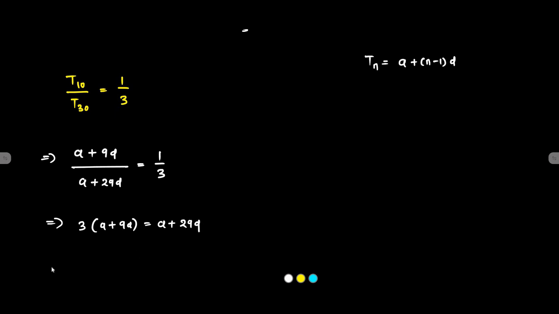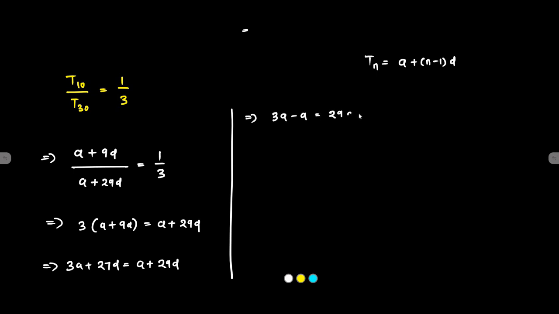That implies 3A plus 27D is equal to A plus 29D. That implies 3A minus A is equal to 29D minus 27D. That implies 2A is equal to 2D. That implies A is equal to D. This is another important relationship.